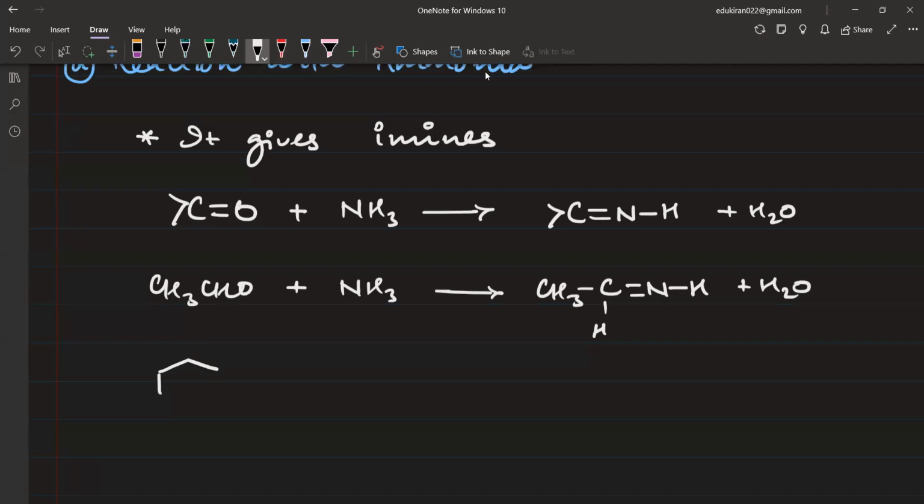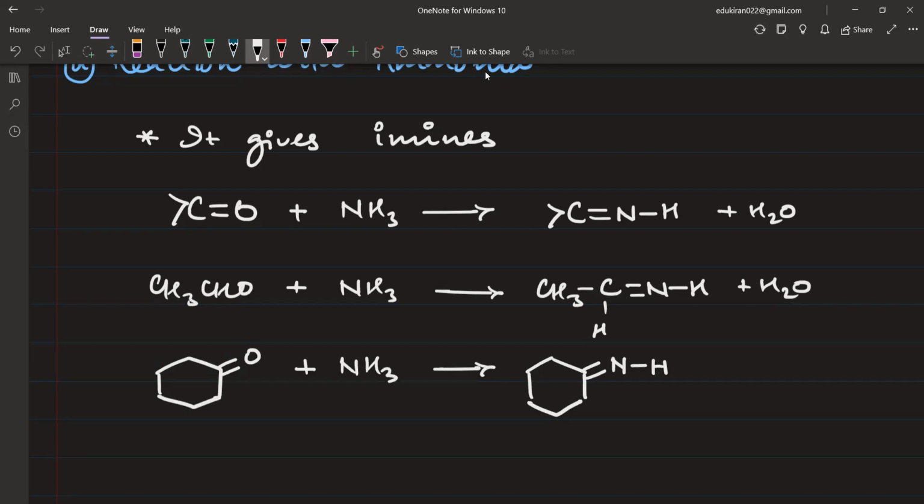Similarly, if I have a ketone such as this plus NH3, then in this case, I'm going to get a C double bond N bonded to H. So I hope all of you remember how to form the bonds, how to form the products when you have ammonia and ammonia derivatives. Please write this down.